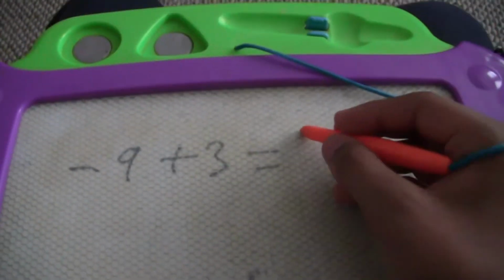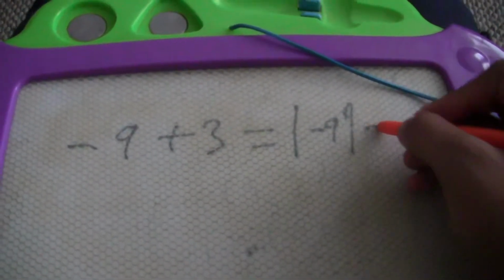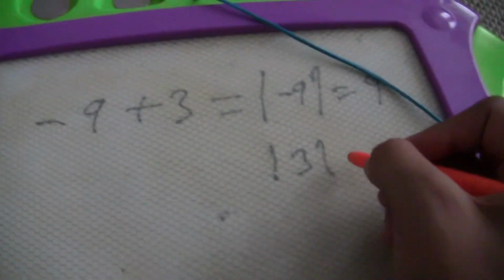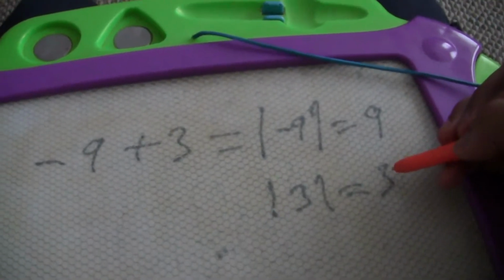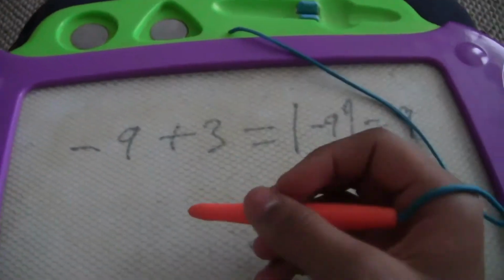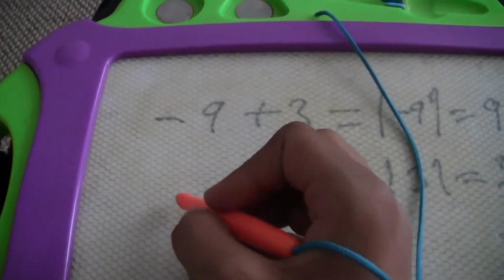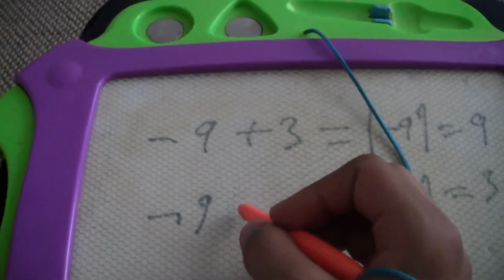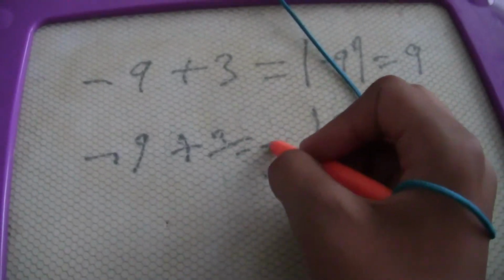The absolute value of -9 is 9. The absolute value of 3 equals 3. So which is bigger, 9 or 3? The answer is 9. So 9 is the larger number, so you know the answer is going to be negative. It's going to be a negative answer because the 9 is bigger than the 3.